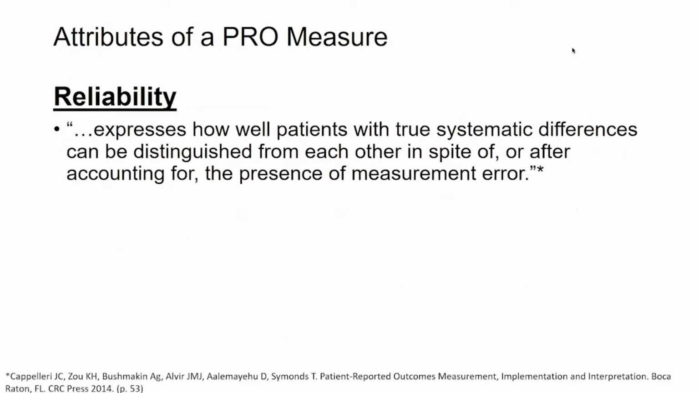Another aspect we look for in a PRO measure is the reliability of the measure. And reliability, in short, is to what extent there is presence of measurement error. We don't like error, but every measure has error, whether it's a PRO measure, a clinician measure, or any other type of measure out there. So we're trying to reduce the amount of error in the measure so we get a true expression of the true systematic differences between patients or over time when we collect that particular data.